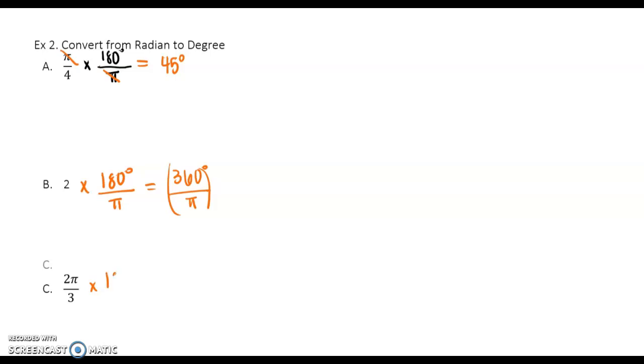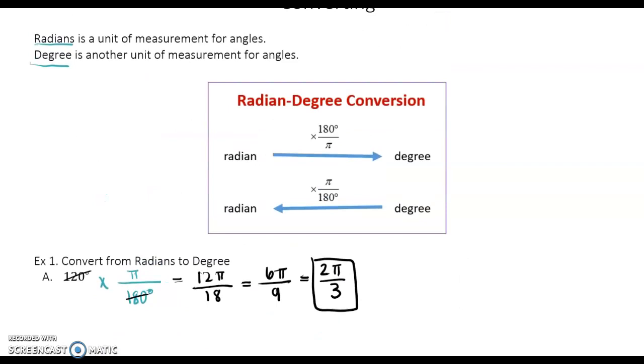Alright, so the next thing, we're going to multiply by 180 degrees over pi. So the pi's will cancel out. And then 180 divided by 3 is going to be 60. And then 2 times 60 is 120 degrees. So that would be our answer. So that's basically how you convert. You're either going to be multiplying by 180 degrees over pi or pi over 180 degrees. So again, you are going to want to memorize this.